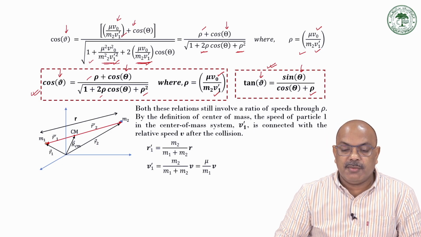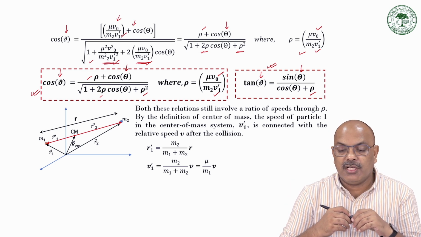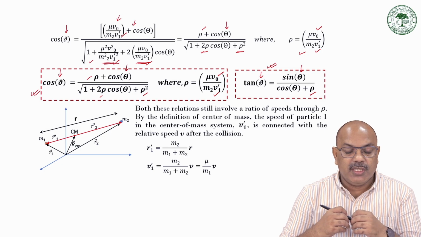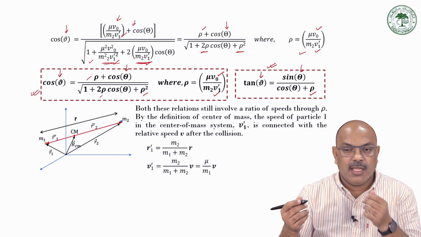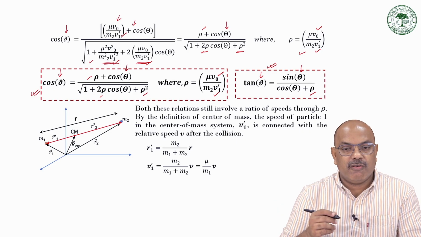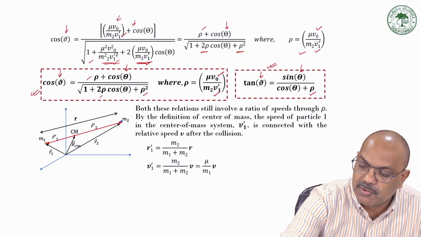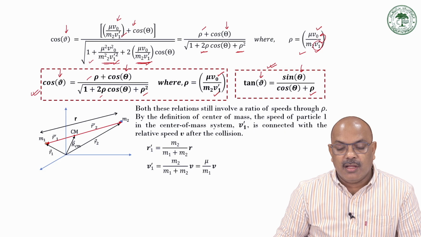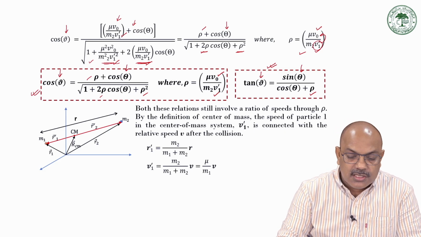But both of these relations still involve a ratio of a speed through the quantity rho. So now what we can do is, by the definition of the center of mass, the speed of particle 1 in the center of mass system, this v prime, can be related to the relative velocity of particle 1 after the collision. Okay, so this is straightforward.